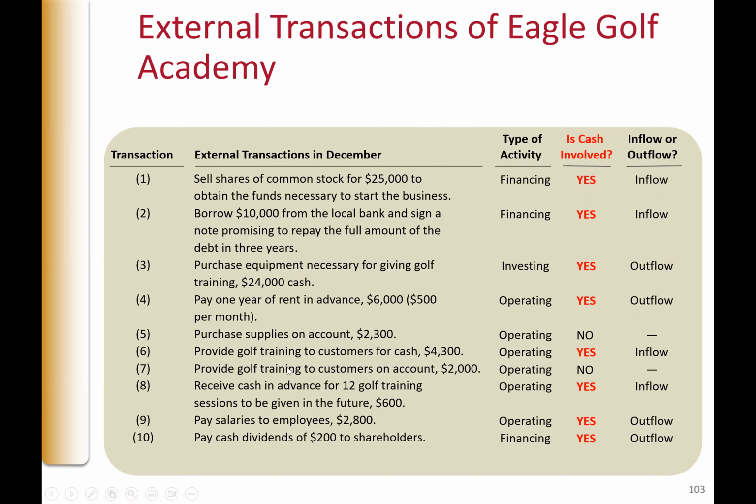When we provide golf training to customers for cash, yes, cash is involved. But when we provide golf training to customers on account, cash is not involved. We have not received the money yet. So it's important for you to become aware of any transaction. What type of activity is this transaction? And does it involve cash?